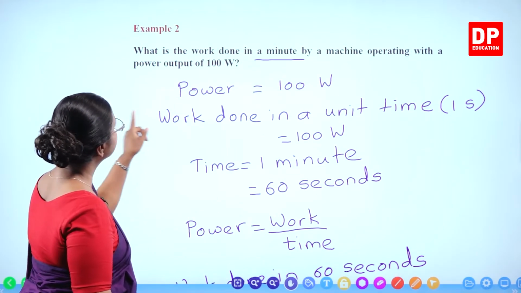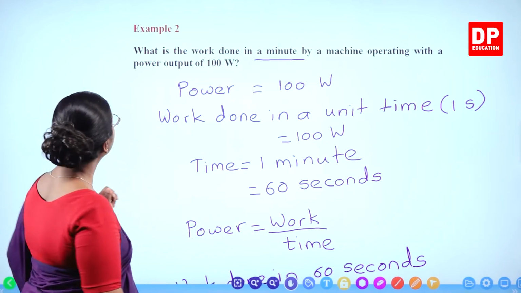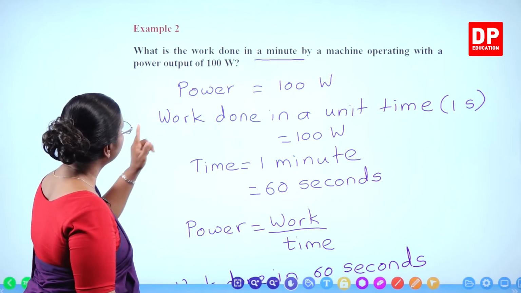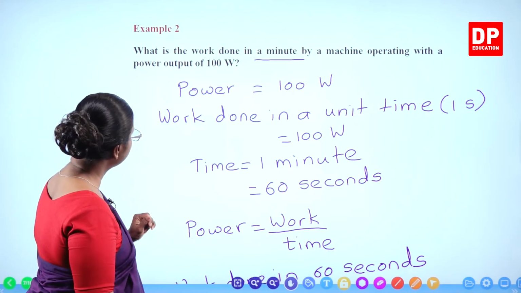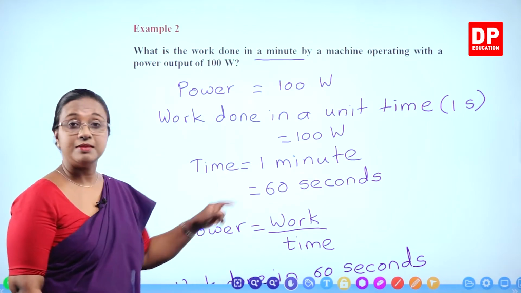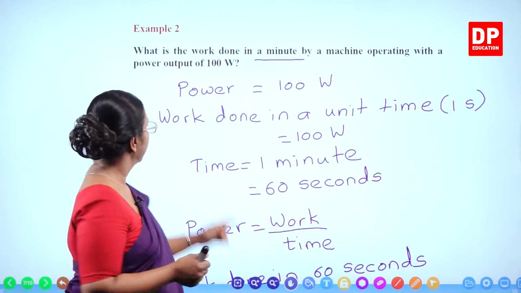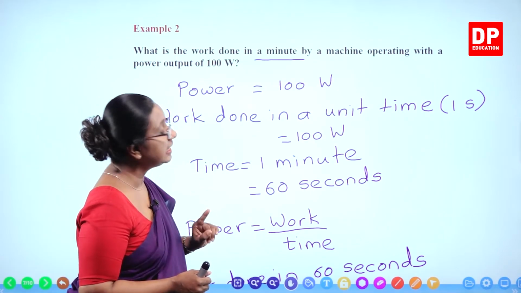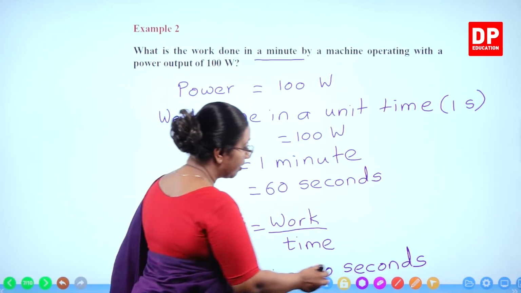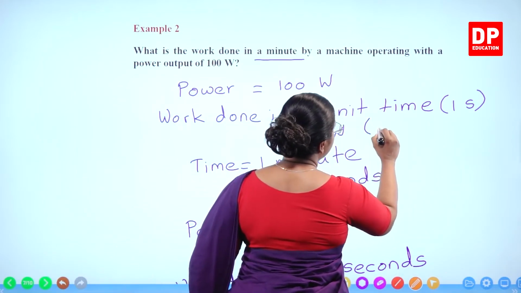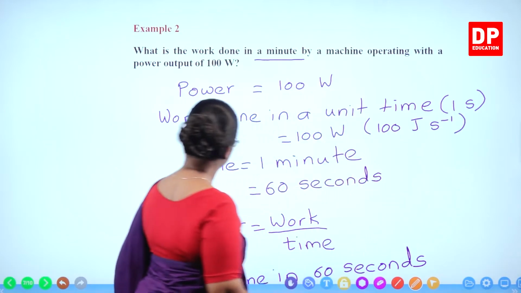Example 2: what is the work done in a minute by a machine operating with a power output of 1000 watts? Power is equal to 1000 watts. Work done in a unit time, that is 1 second, is equal to 1000 watts. So here work done in a unit time, that is power, that is 100 watts. You can also write it as 100 joules per second.